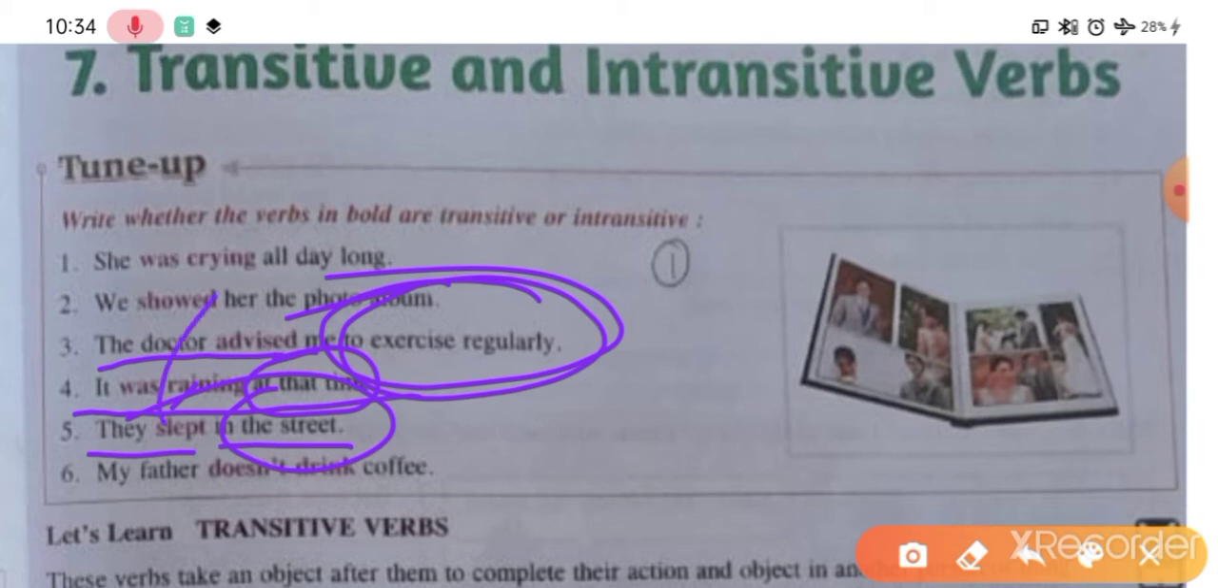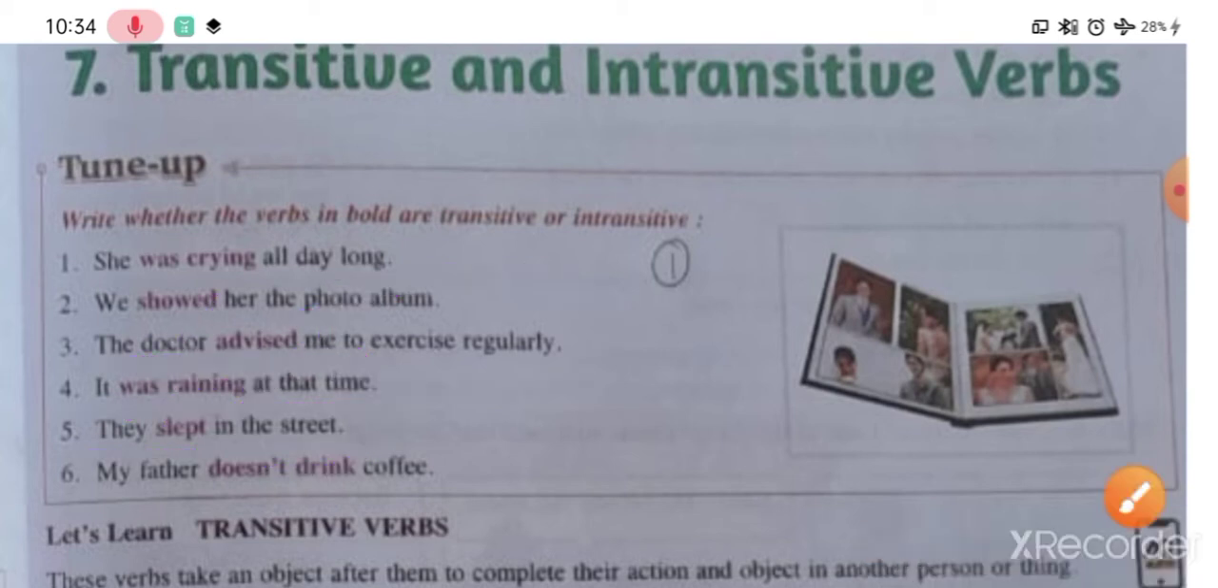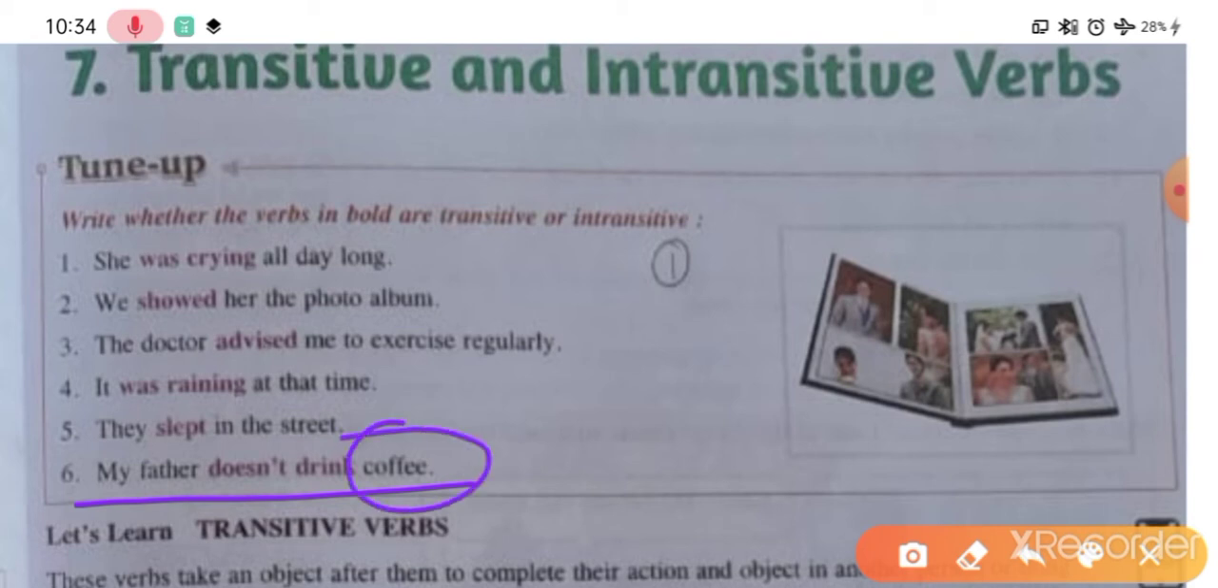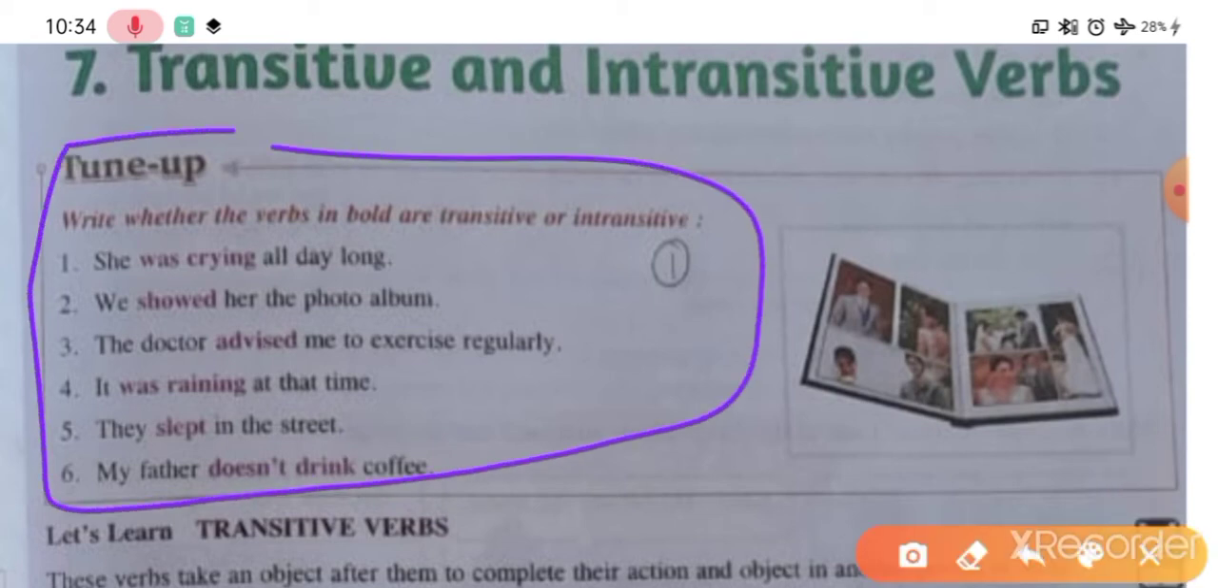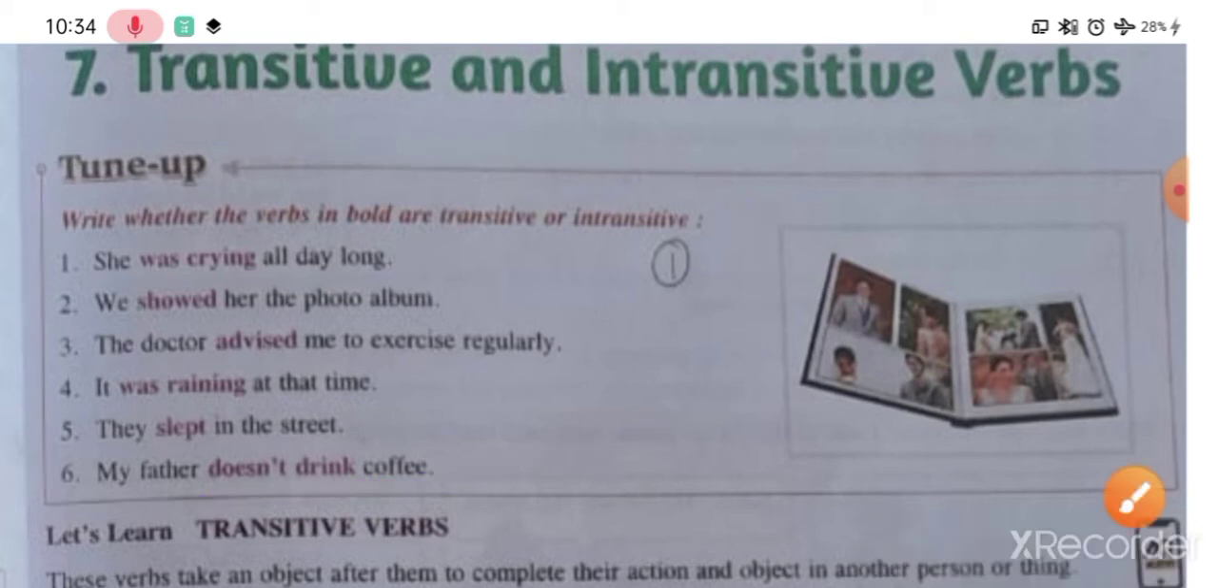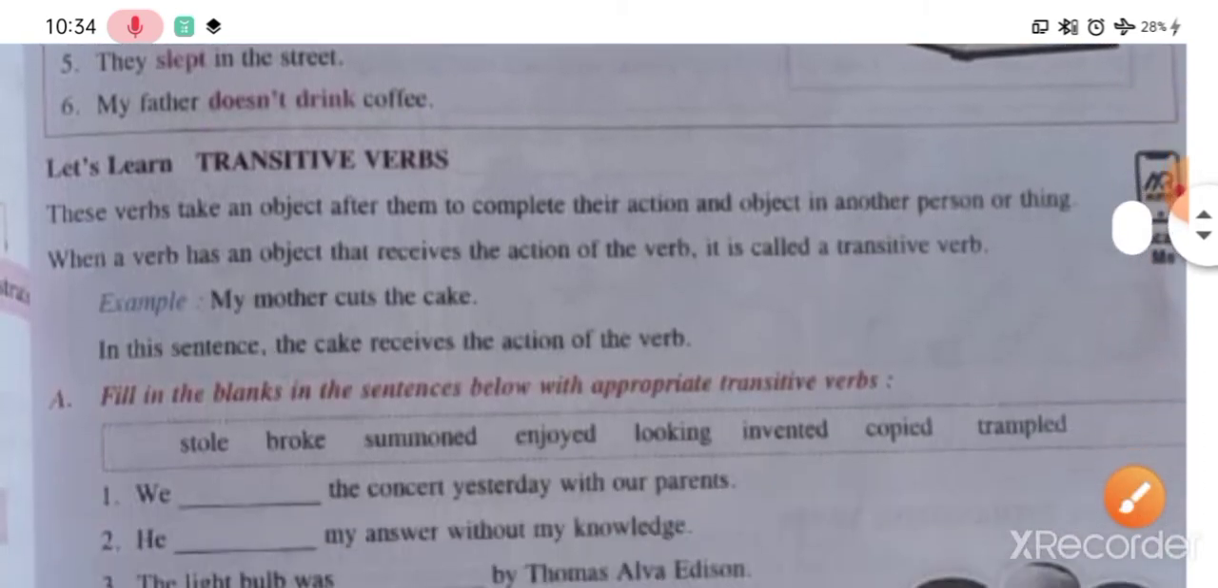My father doesn't drink coffee. What does he not drink? Coffee. Answer of what is here, yes, so it is transitive. Drink is transitive. So clear the difference between transitive and intransitive. These 6 sentences you have to do as homework, number 1. Next is the transitive verb.